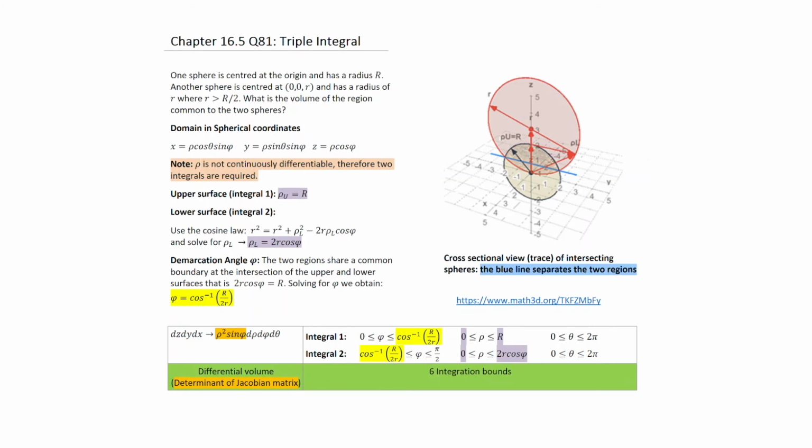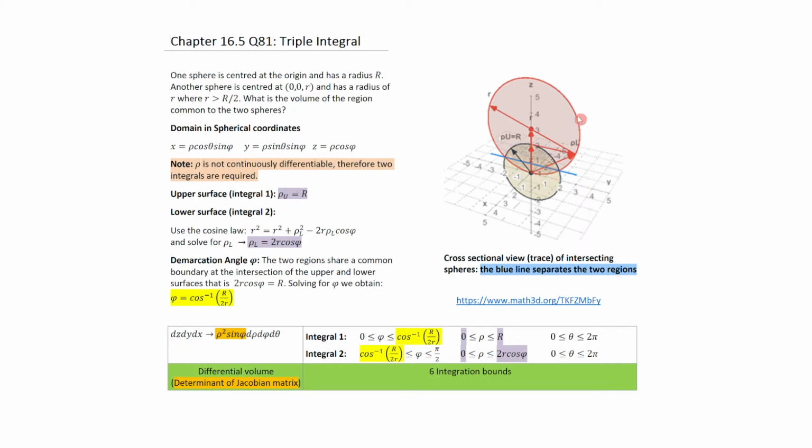So this next problem, taken also from chapter 16.5, question 81, is a more complicated triple integral. The statement is: one sphere is centered at the origin and has a radius capital R. Another sphere is centered at 0, 0, small r and has a radius of small r, where small r is greater than capital R divided by 2. What is the volume of the region common to the two spheres?